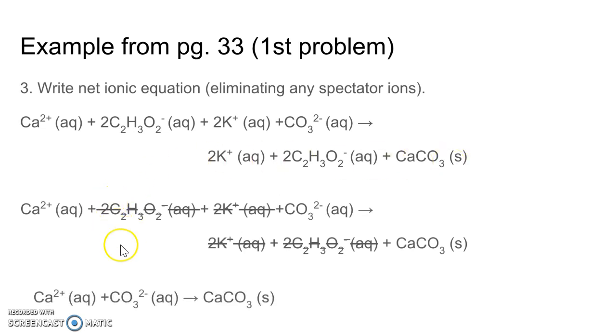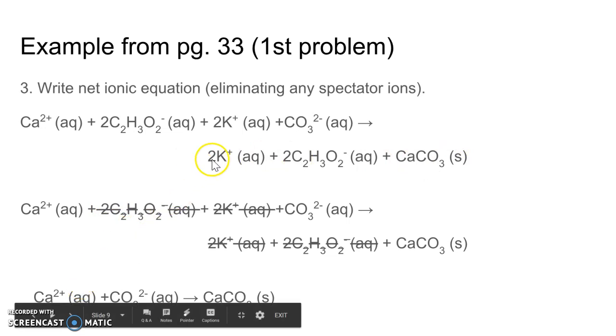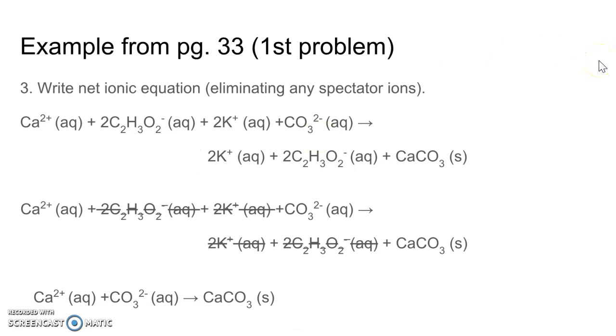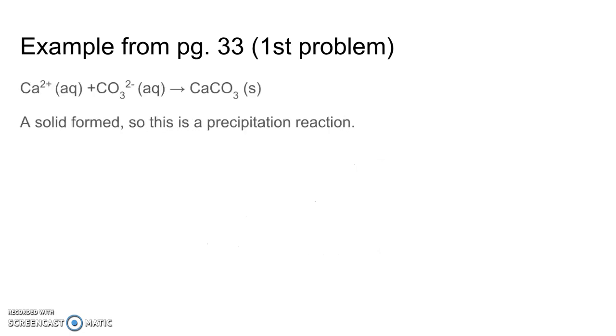So my net ionic in this case would be calcium 2+, oops, sorry, with carbonate 2- forming calcium carbonate, the solid. All right, great. So I formed a solid, therefore this is a precipitation reaction. You will find that most of the problems on pages 33 to 34 are precipitation reactions. That's not true for all of them, so be careful when you're going through.